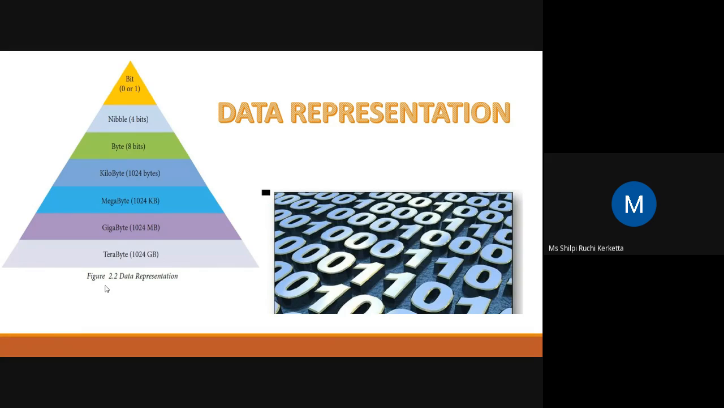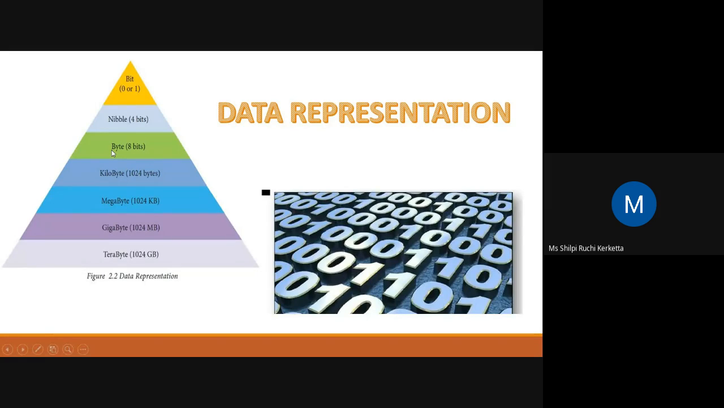So we will discuss data representation. As I told, only one digit is there, either 0 or 1. That is called a bit. If two numbers are there, we call it 2 bit. If three numbers are there, we call it 3 bit. But if four bits are there, we give a special term. It is called a nibble. For 8-bit numbers, we call it a byte.